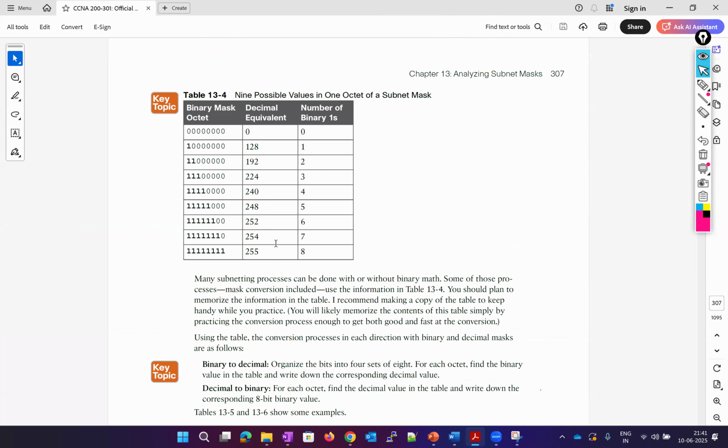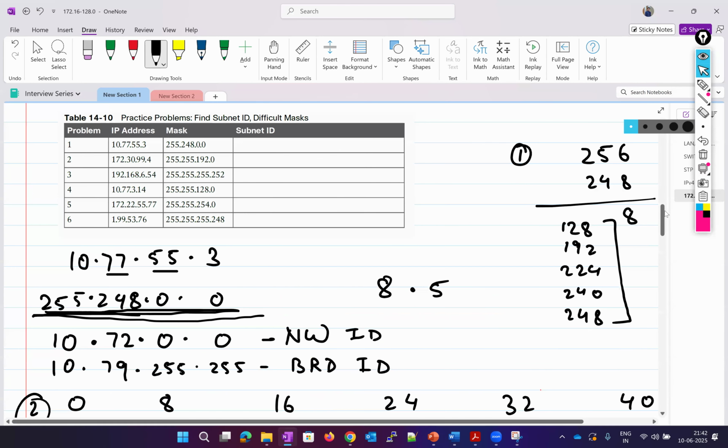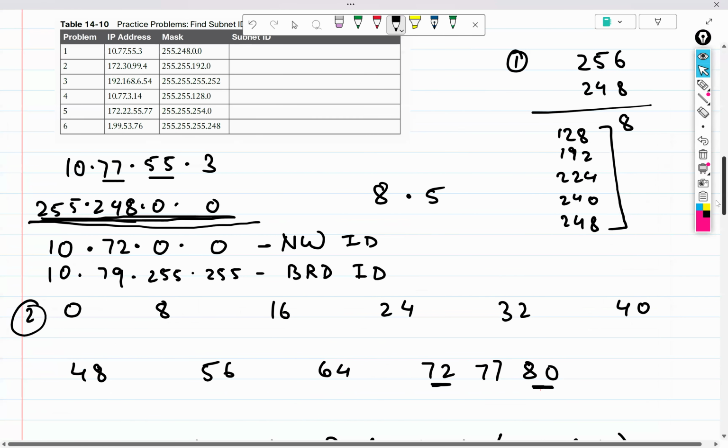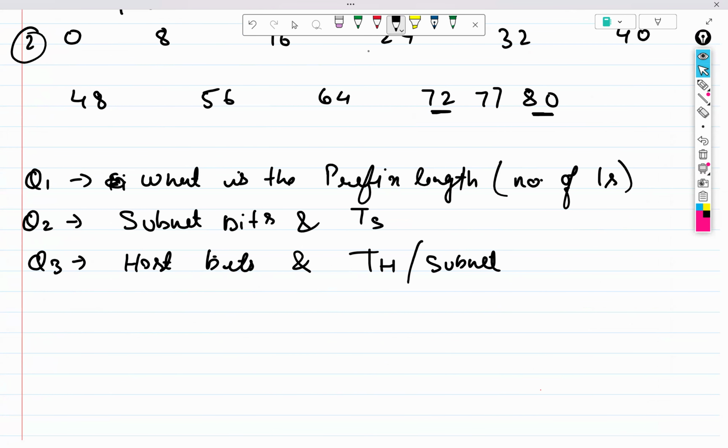This table. Okay, you will have to memorize this table. So 248 had 5 number of ones. 255 has 8. So 8 plus 5 gives us 13. So you have 8 ones plus 5 ones. That is your prefix length, basically the number of ones. So 8 plus 5, you have 13 ones. We find that out. The first is we have 13 ones. So the answer is 13.